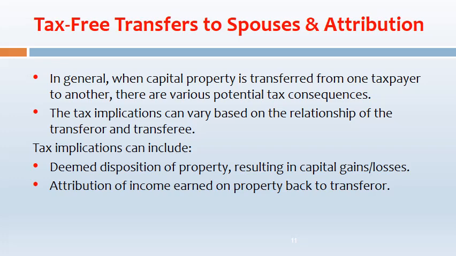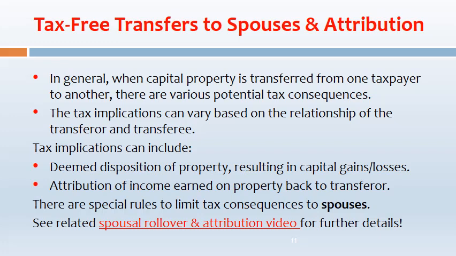Tax implications can also include attribution of income that's earned on the property back to the transferring party. For example, I give my spouse a rental property. The rental income that spouse earns is taxed in my hands because I probably transferred it in order to try and get out of paying tax on that rental income. Again, I'll get into this in the video. You can find the video here, and it talks about all the special rules that limit the tax consequences of transferring property to spouses. Check it out.